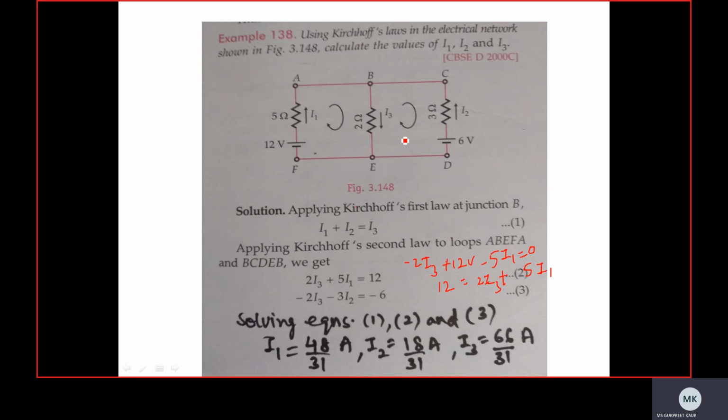Similarly, you can apply Kirchhoff's second law in this loop. You will get this equation. Now you have two equations, and with the first, three equations are there with you. First, second and third, and three unknowns are there with you. This you have done in class 10th mathematics. So three equations, three unknowns, you can easily find out. Solving it, you will get I1 as 48 by 31 ampere, I2 as 18 by 31 ampere, and I3 as 66 by 31 ampere. So this is how you will be using it.